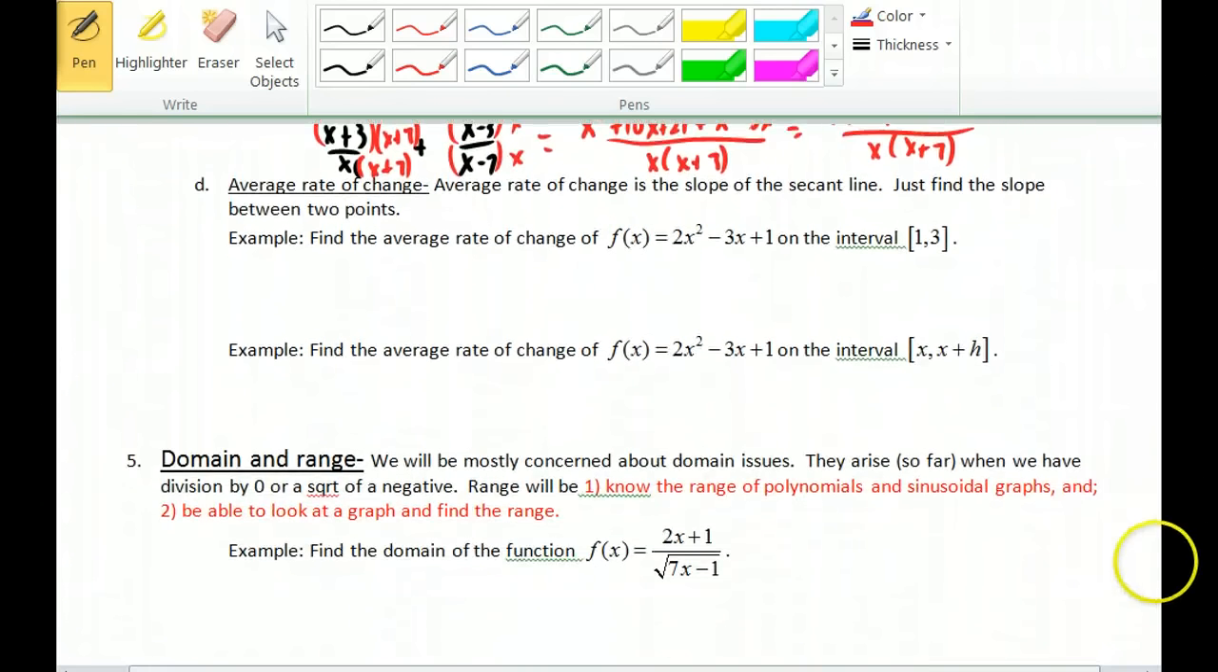Average rate of change. This one's key. This average rate of change is what we call slope. So if I find the slope between 2 points, I'm in business. Now what you'll see is something like this. Find the average rate of change of this function on the interval from 1 to 3.